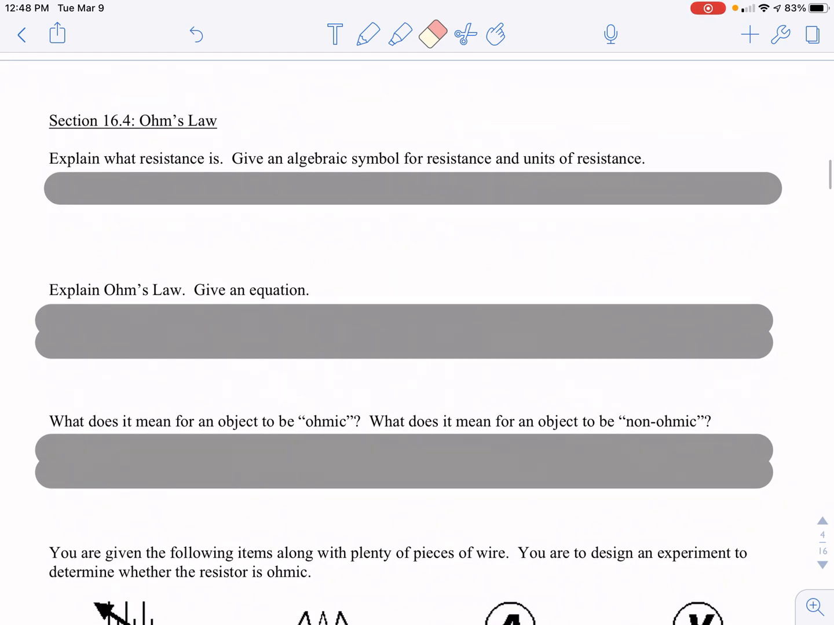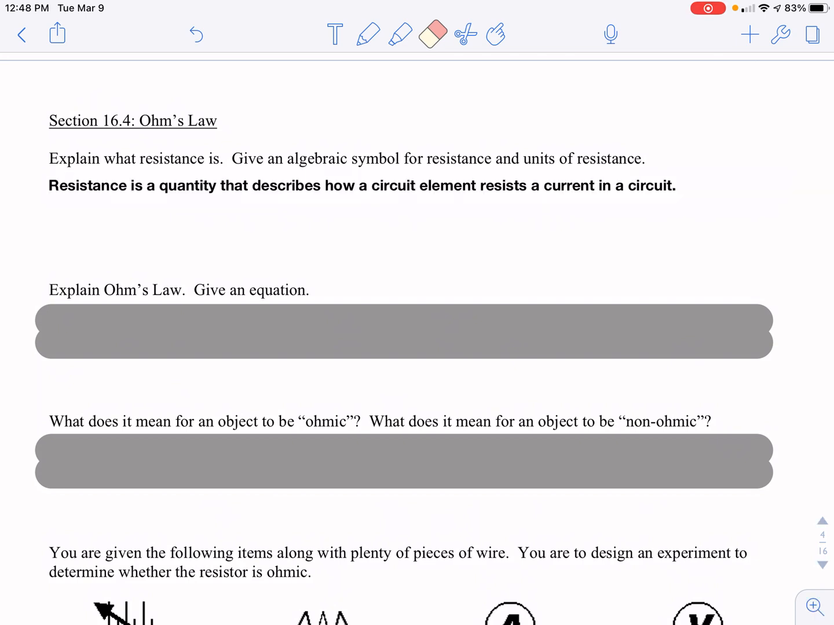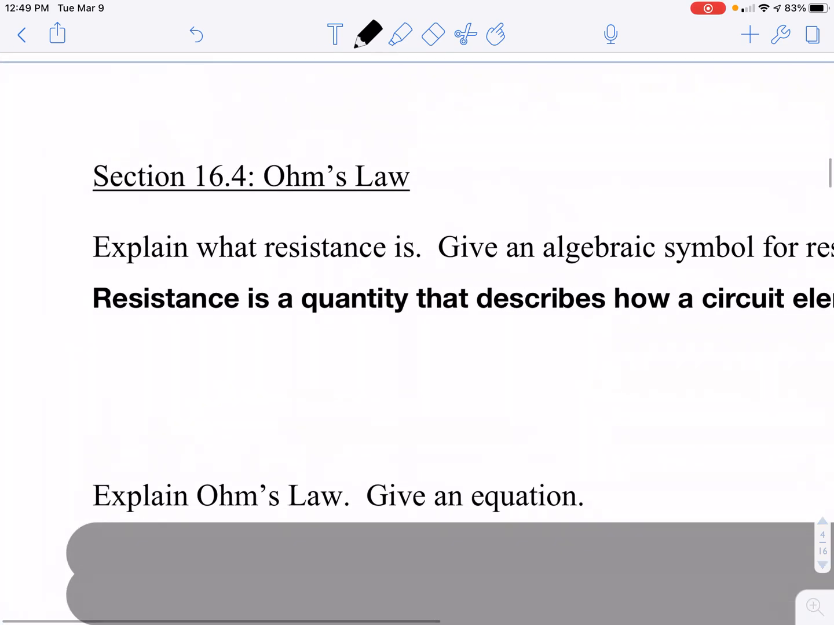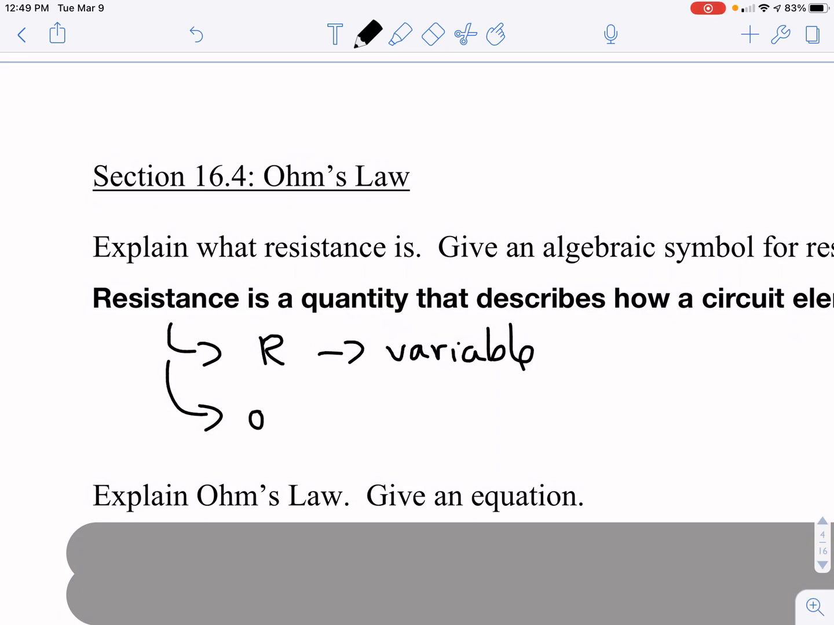Section 16.4, Ohm's Law. Explain what resistance is. Resistance is the quantity that describes how a circuit element resists current in a circuit. The symbol is R, and the unit is the ohm, which can be written out as O-H-M, or it can be drawn as the uppercase Greek letter omega.